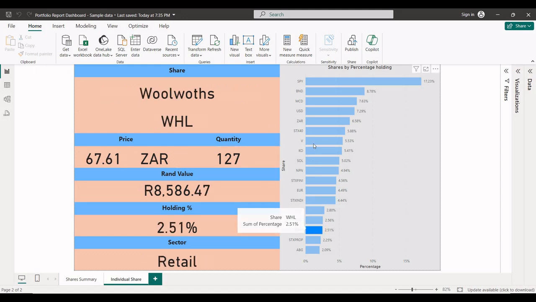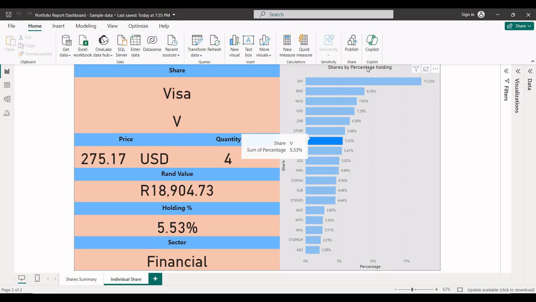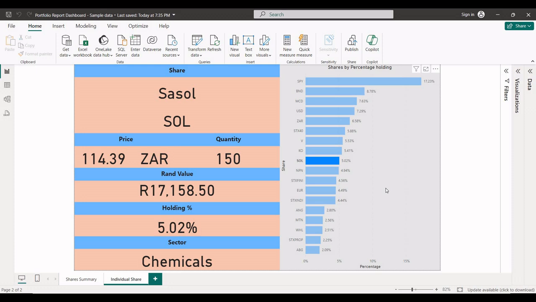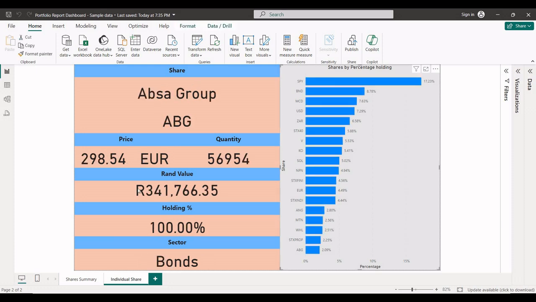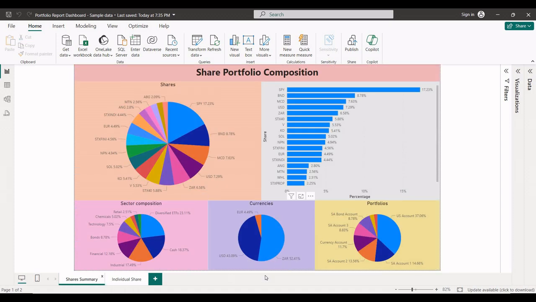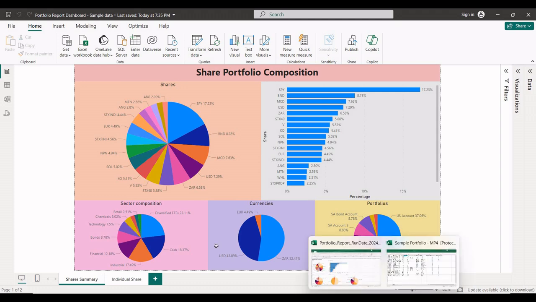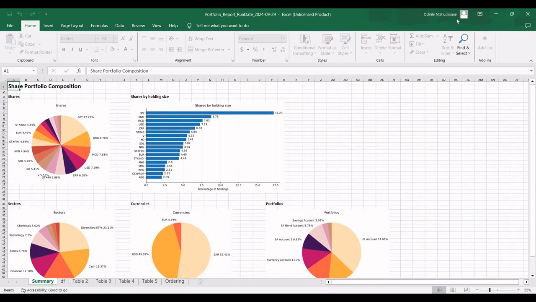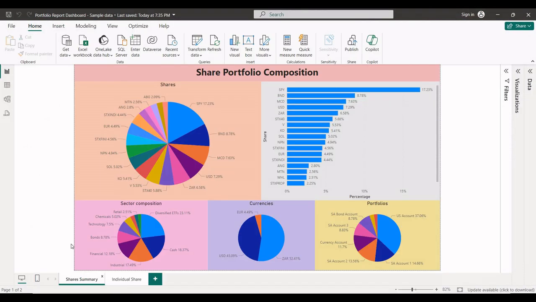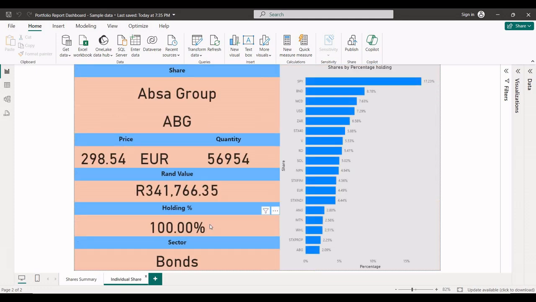So that is the individual shares report using the horizontal bar graph as a filter. And yeah, that's that. So a much nicer, much more interactive version of the summaries page of our output report, followed by as well a report that allows us to drill down on the information for a specific holding or share.